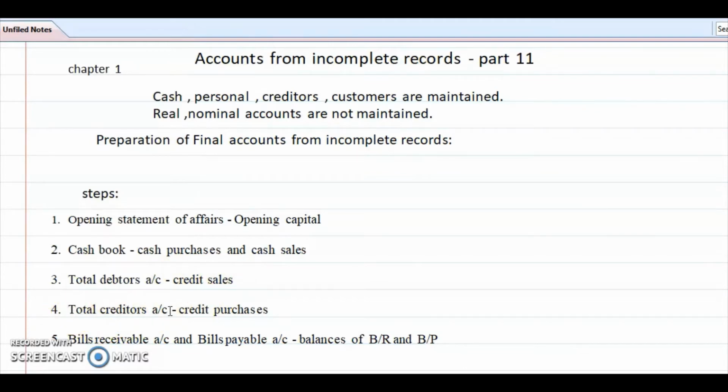Creditors account, why are we finding it out? In order to find out the credit purchases. And additionally we have to prepare the bills receivable account and bills payable account in order to find out the balances of the bills receivable and bills payable. There is a connection between total debtors and bills receivable, and between total creditors and bills payable. That's why we prepare these accounts to find out the balances. So these are the things we have to find out.